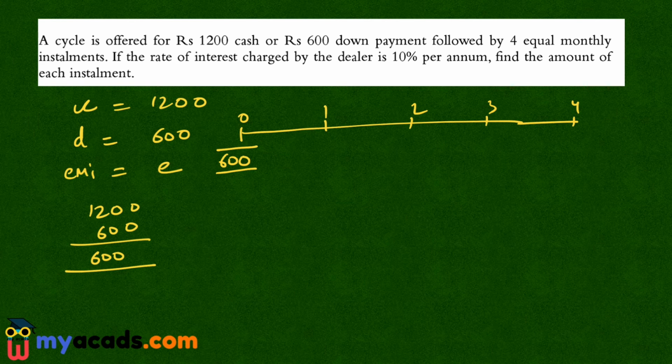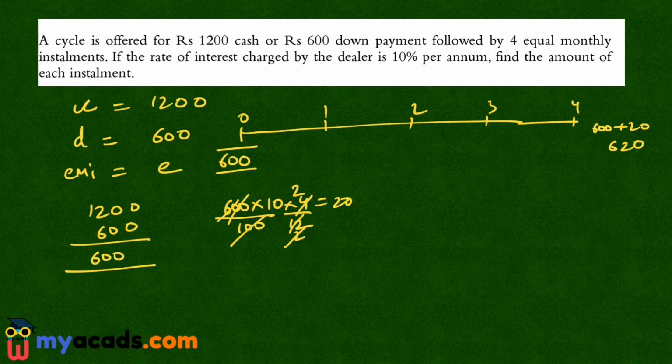So how much interest do I have to pay? 600 into rate of interest, 10% per annum, and the time period is 4 months, so 4 by 12. So 100 will cancel out. 6 to 12, 2 to 20. So my interest is 20 rupees. So after 4 months, I have to pay 600 plus 20, that is 620 rupees.